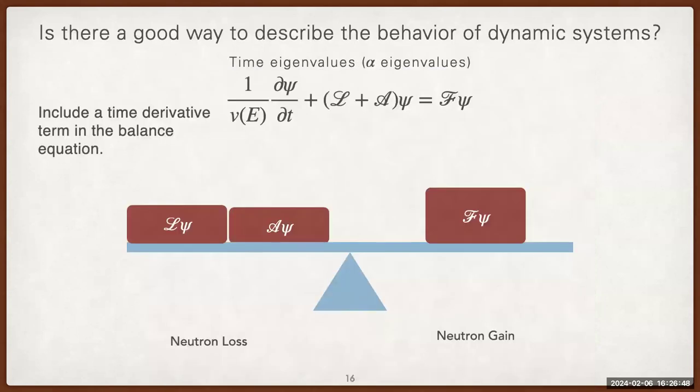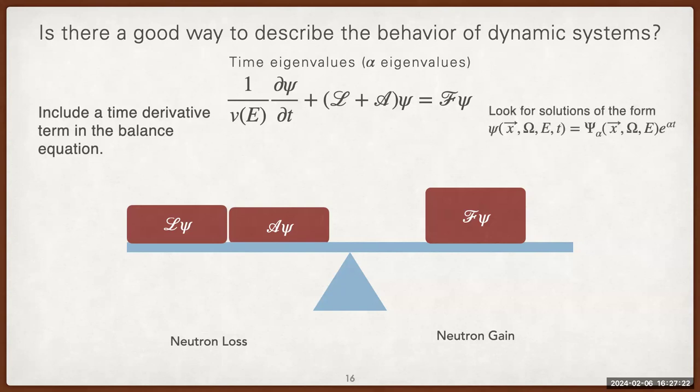Okay, so going back to our balance from before, instead of having a steady-state problem, now I have a time-dependent neutron population. So now I'm allowing the neutron population to change in time, and that term looks like this. We have 1 over the neutron speed, v as a function of E, and then the time derivative of the angular flux of the neutron. So think of it as the neutron density. So we include this time derivative here, but solving time-dependent problems might be too hard.